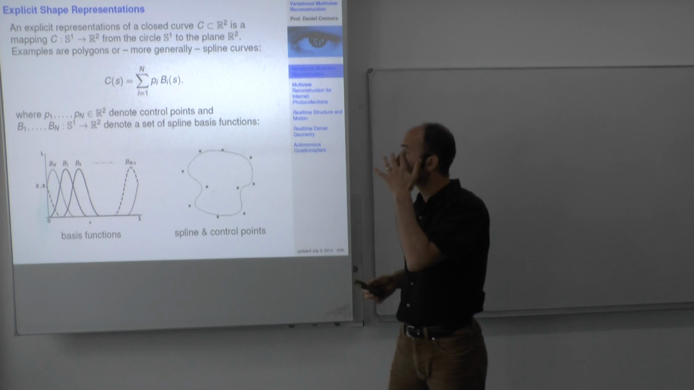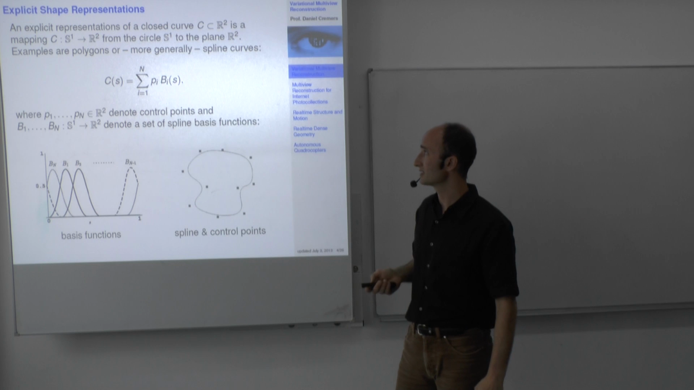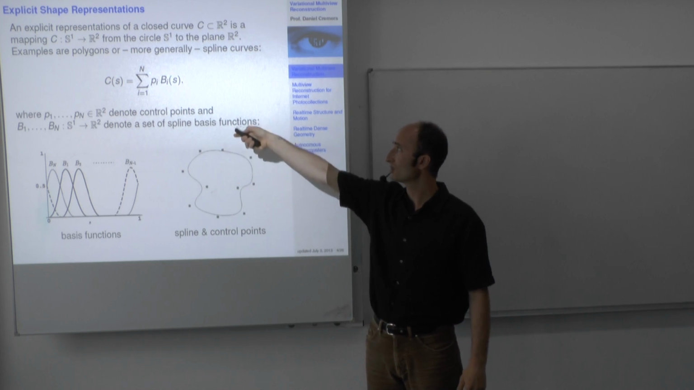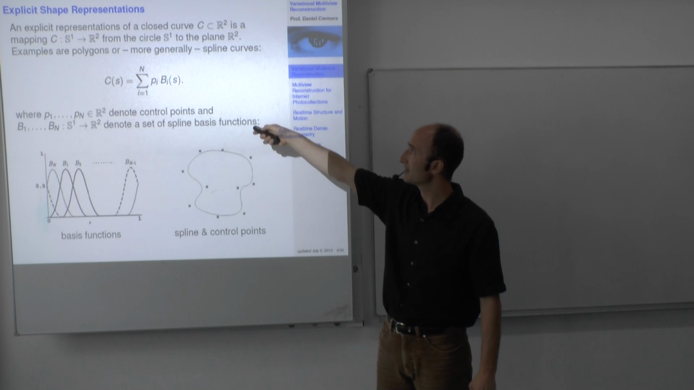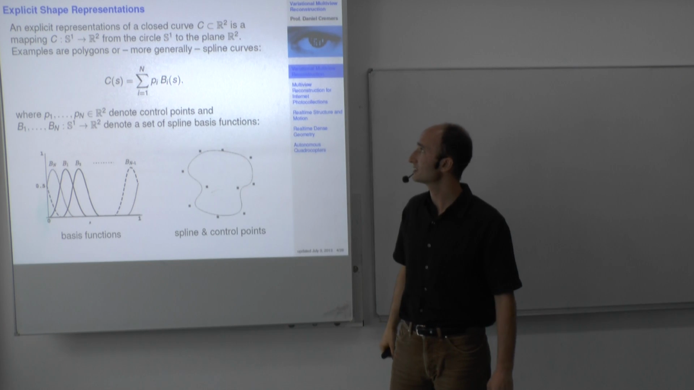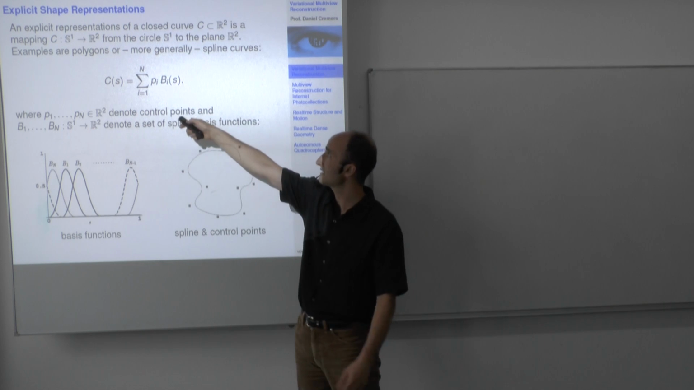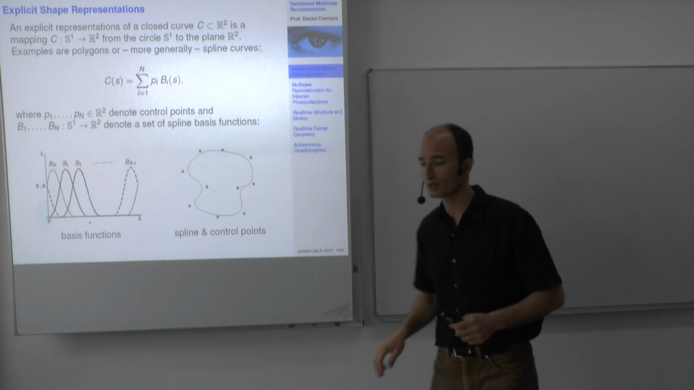The way you formulate this mathematically, just so you see this once on the slide, one example is a so-called spline curve. So there are control points called Pi, and there are so-called spline basis functions Bi of S. And although the curve is a continuous mapping from the circle to points in R2, so for every point on S1, the circle, I have a mapping to a curve.